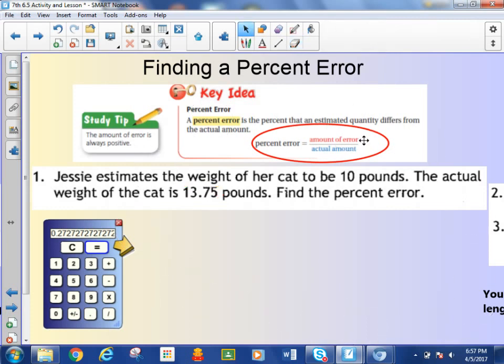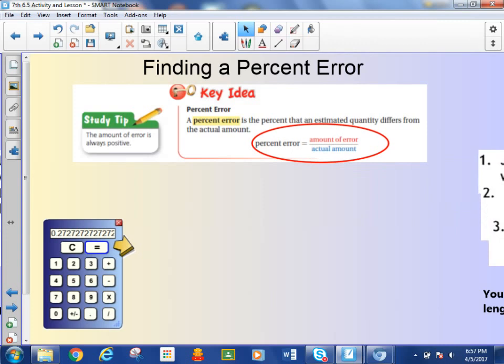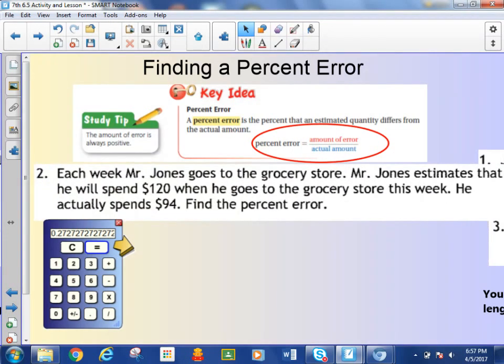All right, let's try another one. Remember, the first step is to find the difference between the estimate and the actual. Each week, Mr. Jones goes to the grocery store. Mr. Jones estimates that he will spend $120. There's his estimate for this week. He actually spends $94. Find the percent error. So we're going to take our 120, our estimate, minus our 94. We just want to find the difference between them. 120 minus 94 is going to give us 26.